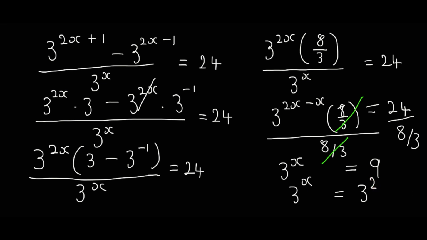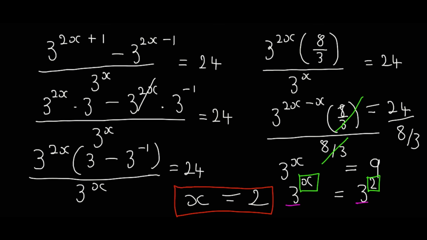So now because our bases are the same, we equate the exponents, so we get in conclusion x is equals to 2. So this is our final answer. We can see that the key thing is that when we have division, make sure that always the bases of the numerator and the denominator are the same.